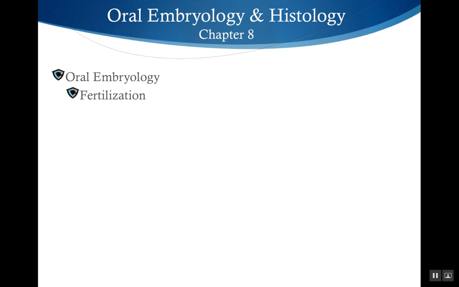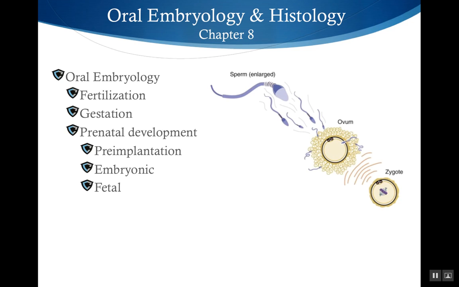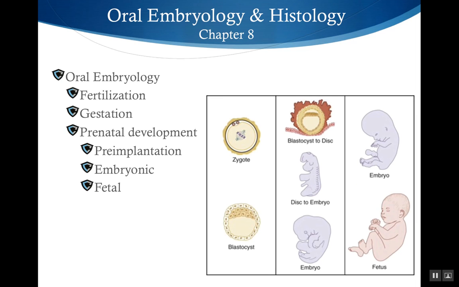All right, so embryology. Pregnancy begins with fertilization of the ovum with the sperm. The average gestation period from fertilization to birth is 40 weeks, which is counted from the first day of the last menstrual period. However, in embryology, the developmental age is based on the date of fertilization, and that usually occurs 2 weeks after the last menstrual period. So let's talk a little bit about prenatal development. That consists of 3 distinct periods.